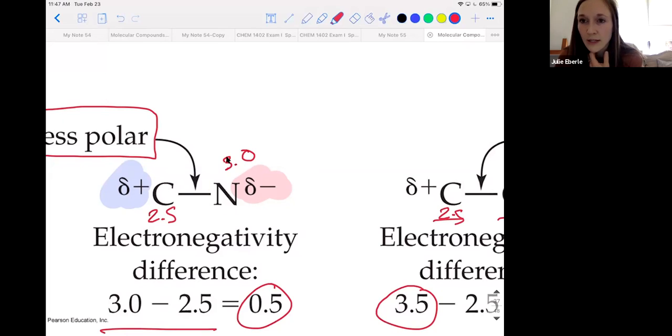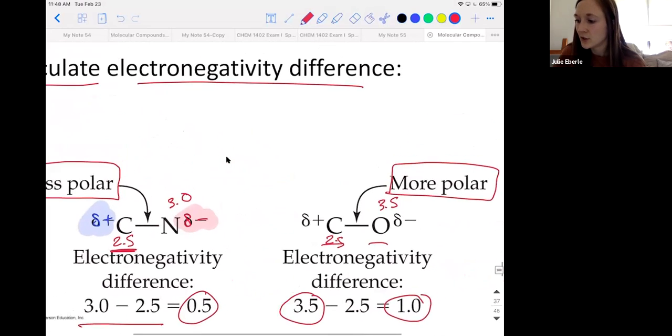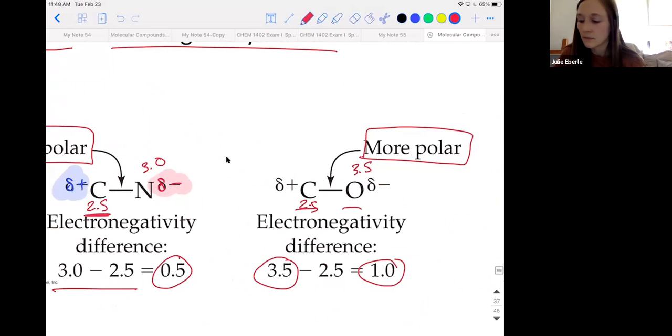So the partial positive and partial negative signs, we can label those things on any particular bond when we have a polar bond, okay? And the element with the lower electronegativity, so the 2.5 in this case, the carbon, we're going to give it the partial positive sign, okay? And that is the squiggle with the plus. And the element with the higher electronegativity is going to get the partial negative. Okay, makes sense? And you see the same thing over here with the carbon and the oxygen.